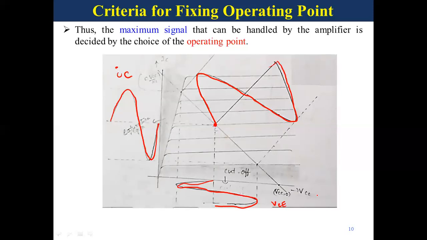Once the operating point is fixed, it must be stable. I fixed the operating point in the middle of the active region, which must be stable. Suppose that operating point moves towards the saturation region, then there may be a possibility of positive clipping. If the operating point moves towards the cutoff region, then there may be a chance of clipping the negative portion. So the operating point must be fixed in the middle of the active region and it should be stable. It must not move.